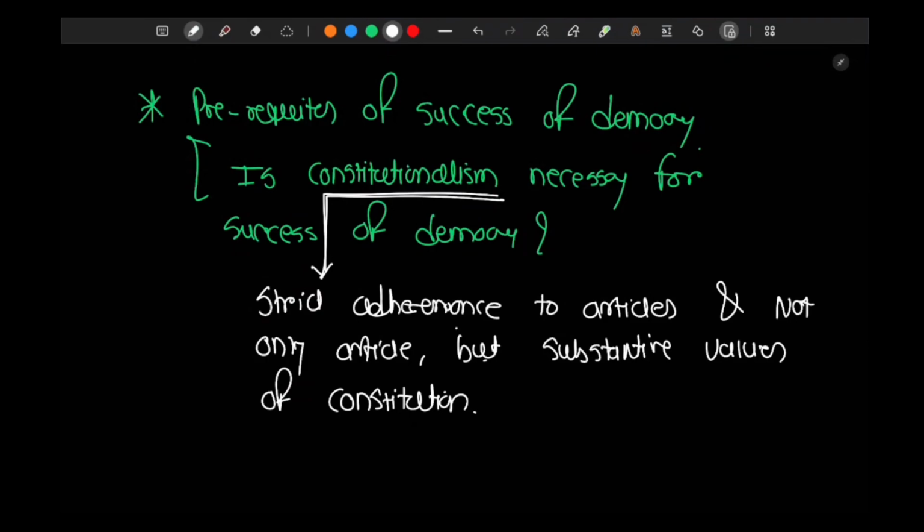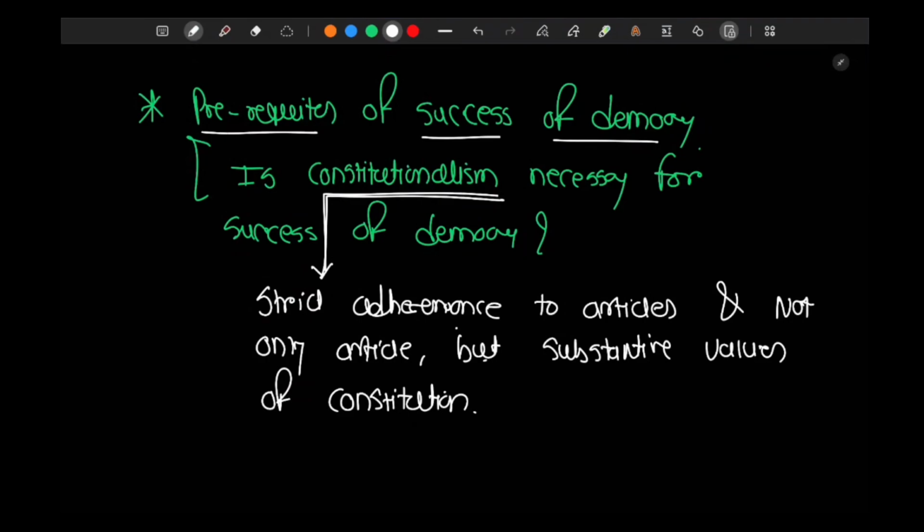So, is constitutionalism necessary for success of democracy? Is imbibed constitutionalism necessary for success of democracy? Is there need of people who are constitutional by themselves so that the democracy will succeed? It is the same question. What are prerequisites for success of democracy, and is constitutionalism needed for success of democracy?